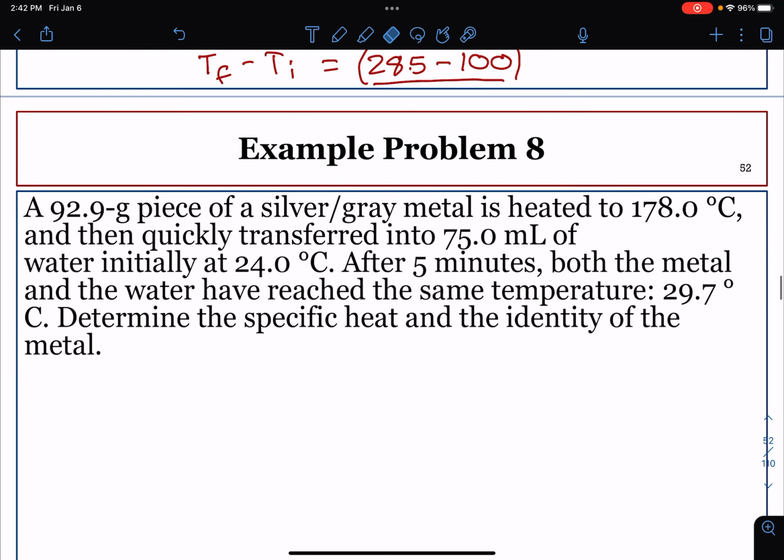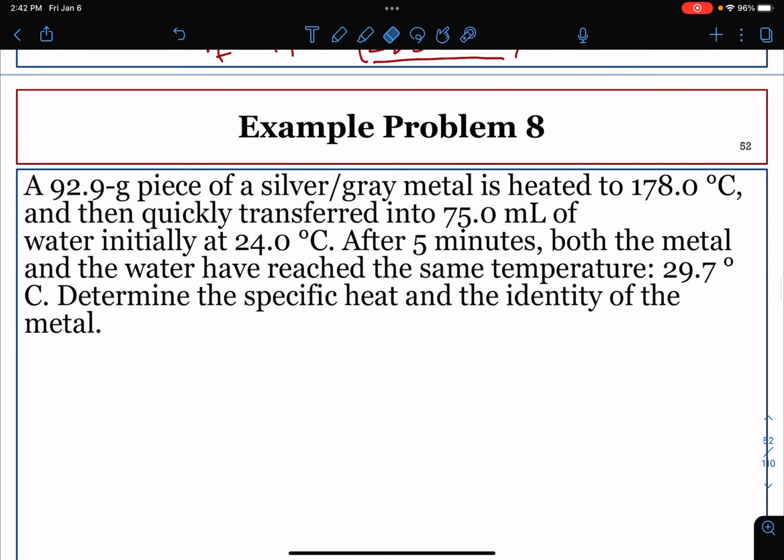Let's look at problem 8 now. A 92.9 gram piece of a silver gray metal is heated to 178 degrees Celsius and then quickly transferred into 75 milliliters of water initially at only 24 degrees Celsius. After 5 minutes, both the metal and the water have reached the same temperature, 29.7 degrees Celsius. Determine the specific heat and the identity of the metal. Pause and work this out.